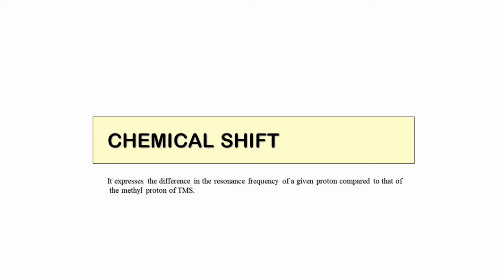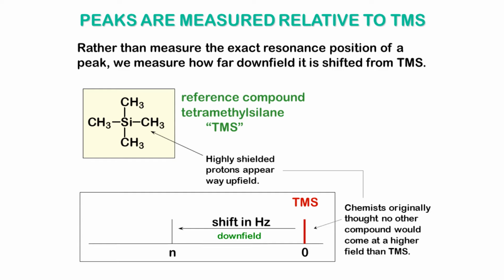Friends, let's now discuss the term chemical shift. Chemical shift expresses the difference in resonance frequency of a given proton compared to the methyl proton of TMS. Rather than measuring the exact resonance position of a peak, we measure how far downfield it is shifted from TMS, tetramethylsilane. Please note that TMS has 12 equivalent hydrogen atoms, all in the same chemical environment, producing a single sharp peak in the NMR spectrum. This makes it easy to identify and use as a reference.